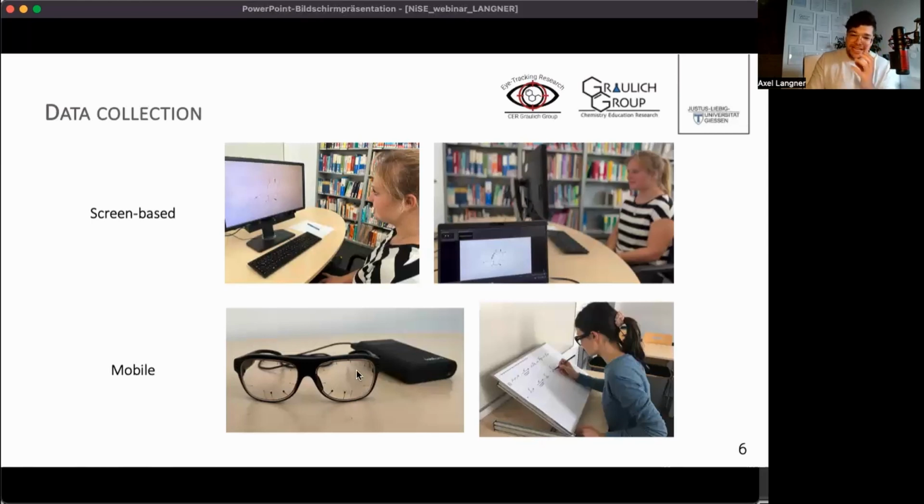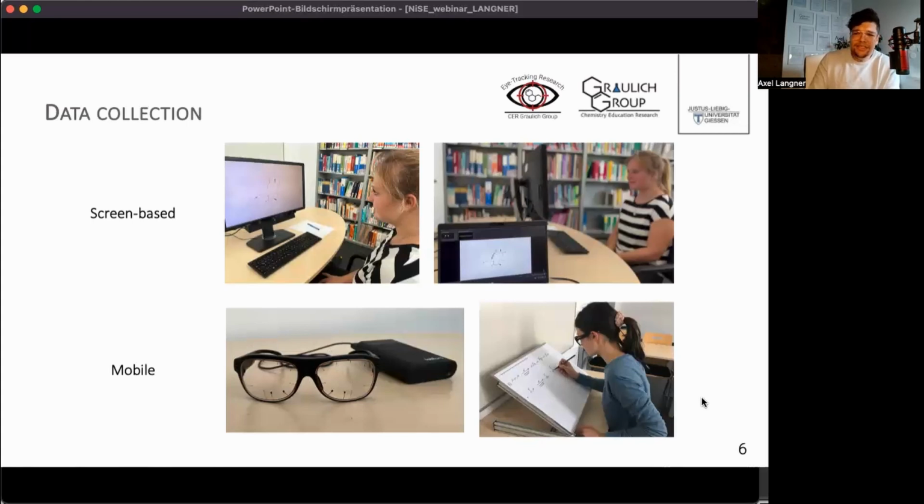Somebody is wearing glasses, and the eye tracker, this eye tracking bar here on the bottom, is just built into the frame. And here in the middle, there's a camera, and it records what the person is looking at. And then, for example, you can record something like drawing processes.